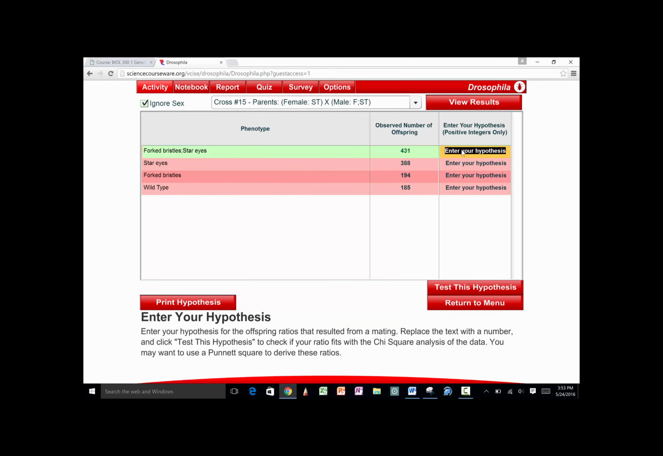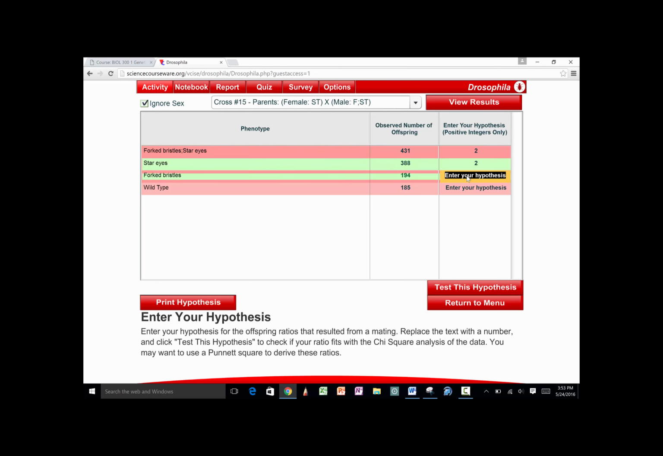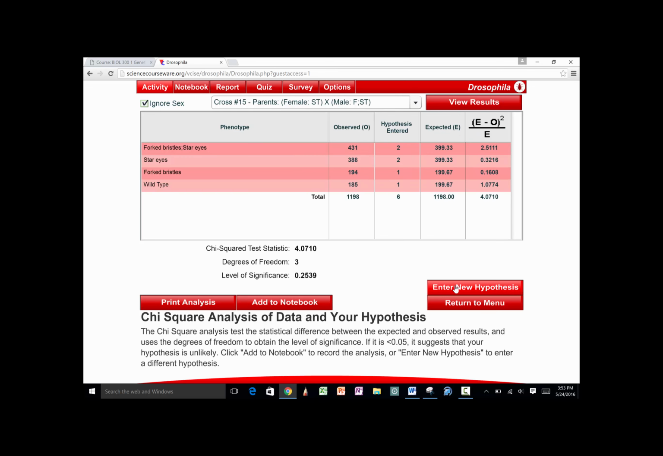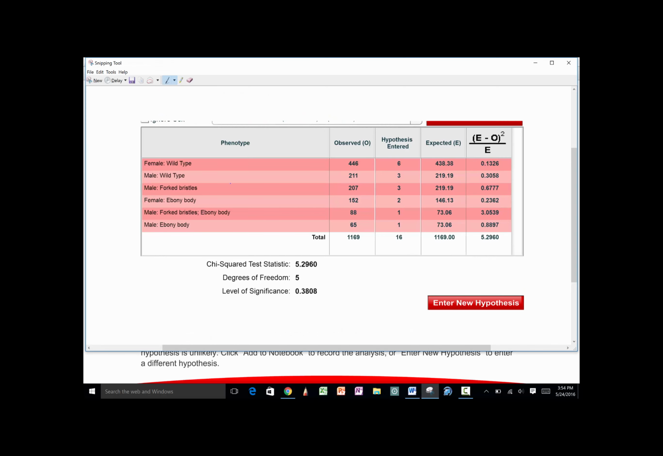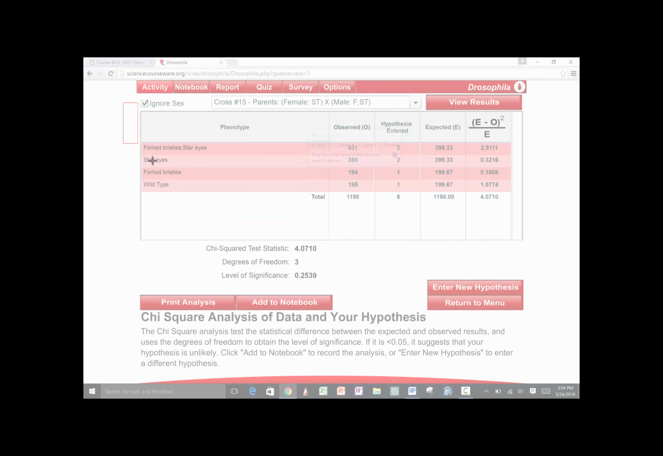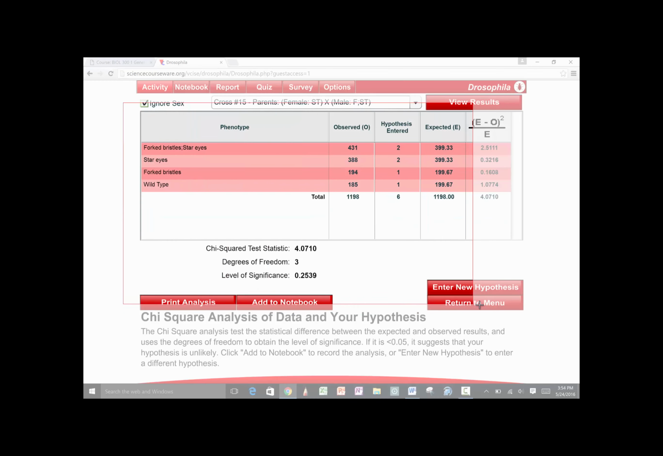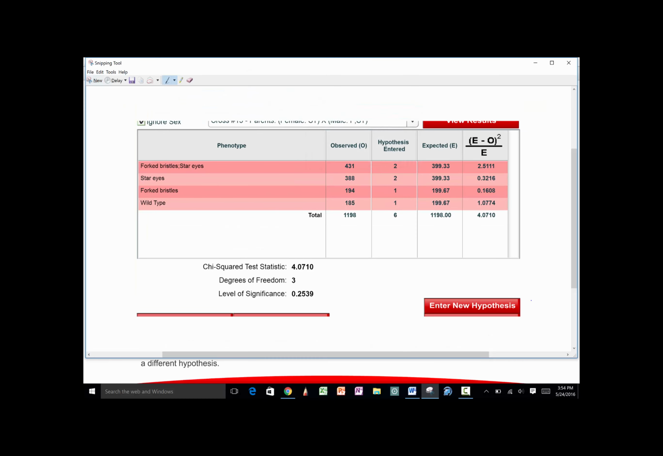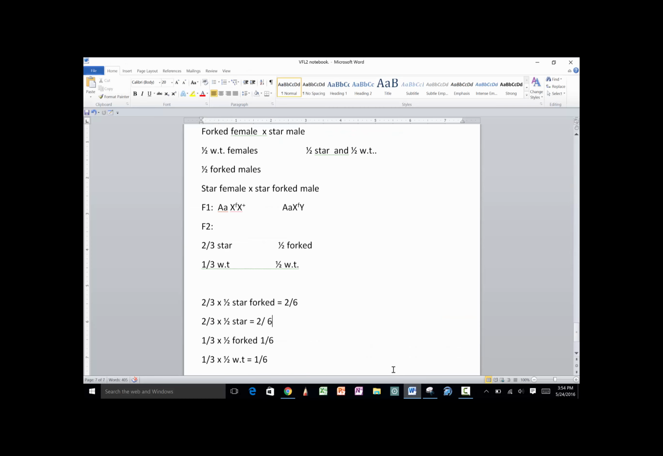All right, so we said this was going to be 2, 2 to 1 to 1. Test the hypothesis. Low chi-square statistic, high probability over 0.05. Lo and behold, our predictions held up. Couldn't be simpler. I'm going to challenge that notion. I believe it could be simpler. But that's the way it is.